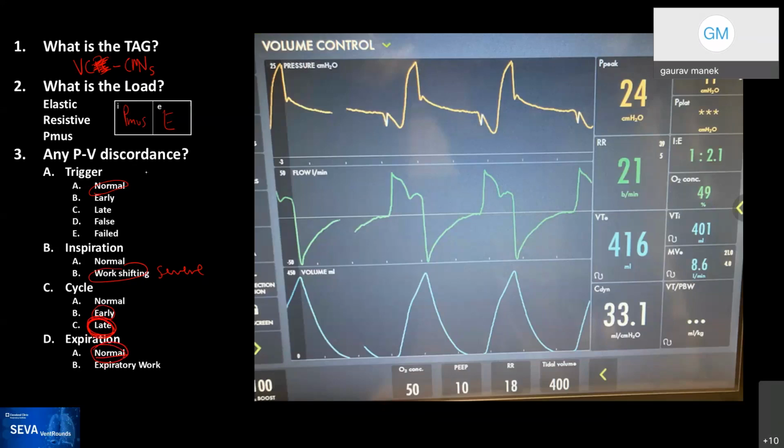Do you agree with that? Did you say cycle early? So did you say cycle early or late? I say cycling early because the patient seems to want a longer breath, but the machine kind of cycles it off early, and the patient is kind of triggering a breath again. Maybe. So I'll go with early cycle.